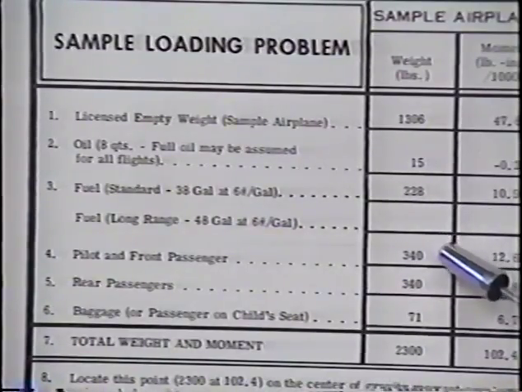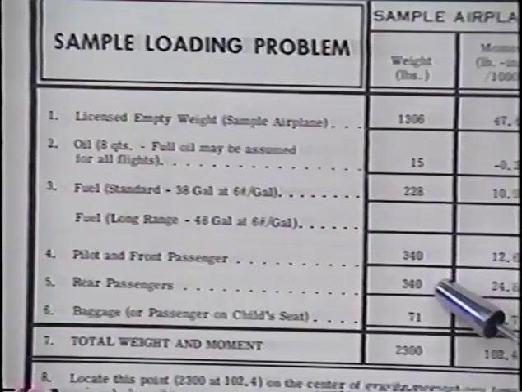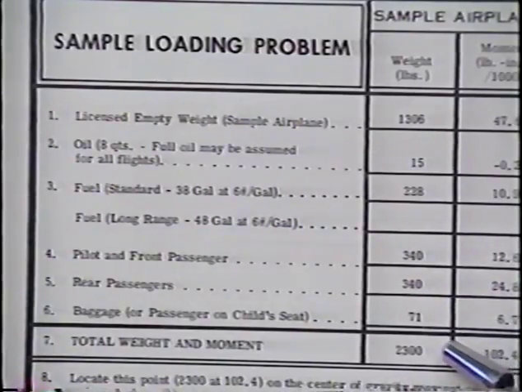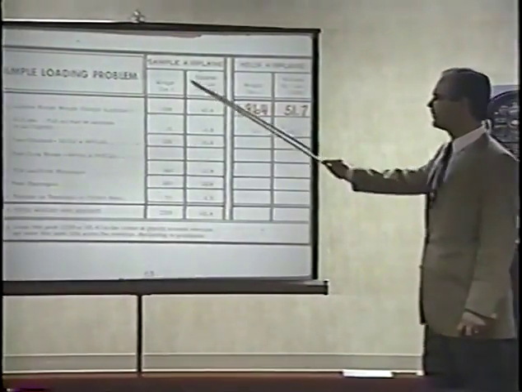We've got two standard FAA passengers. FAA says a standard passenger is 170 pounds, so we'll put two FAA guys in the front seat, two FAA guys in the back seat. We got 71 pounds of baggage. Our total weight so far is 2,300 pounds. We're legal on weight so far.